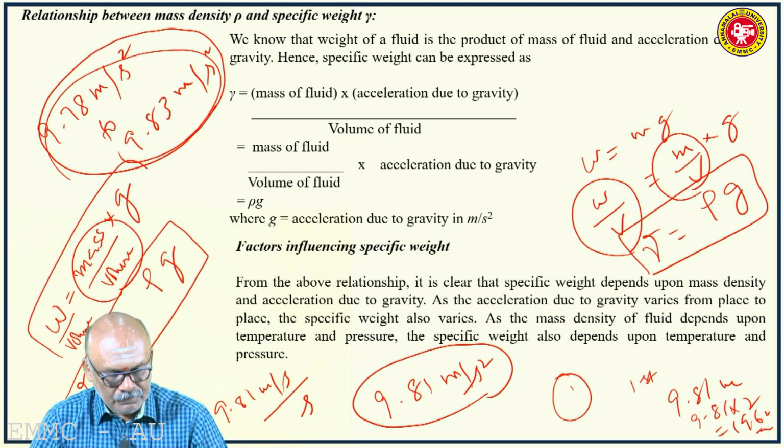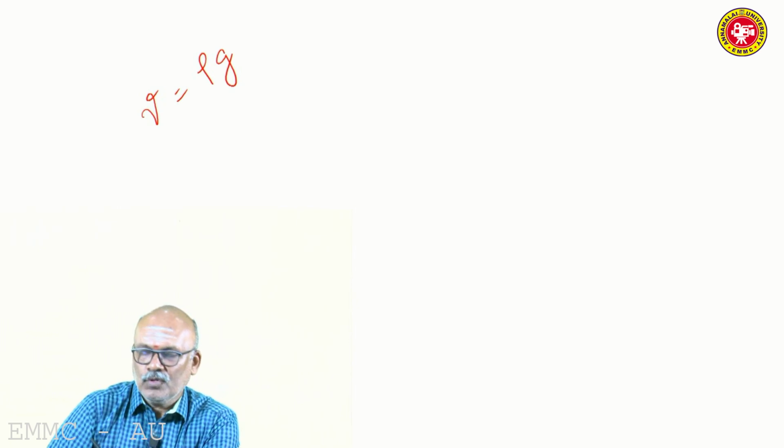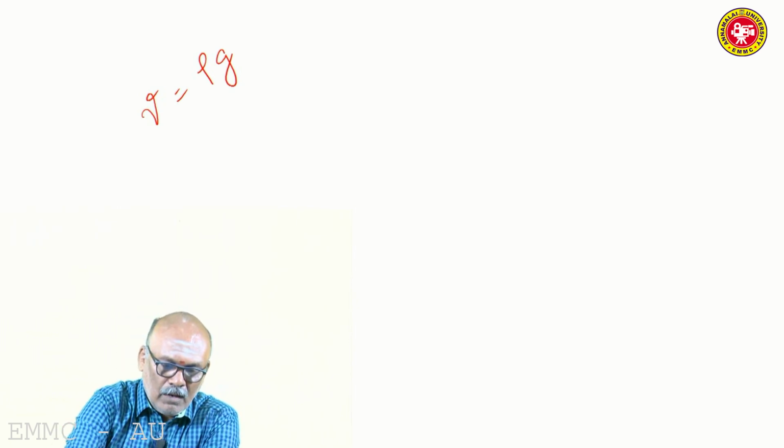Let me create a new white screen. So we have gamma is equal to G times rho. Now gamma has units of Newton per meter cube, mass density has units of kilogram mass per meter cube, and G has units of meter per second square.